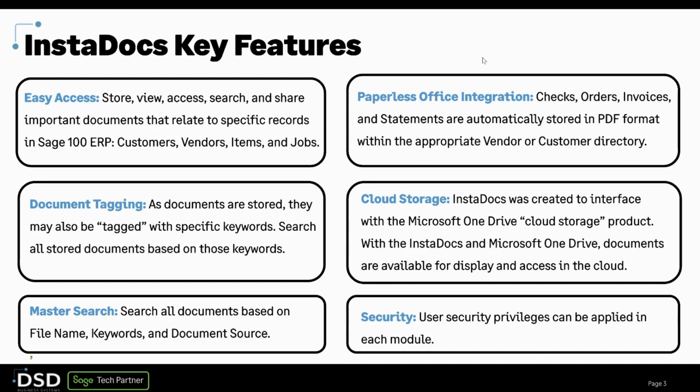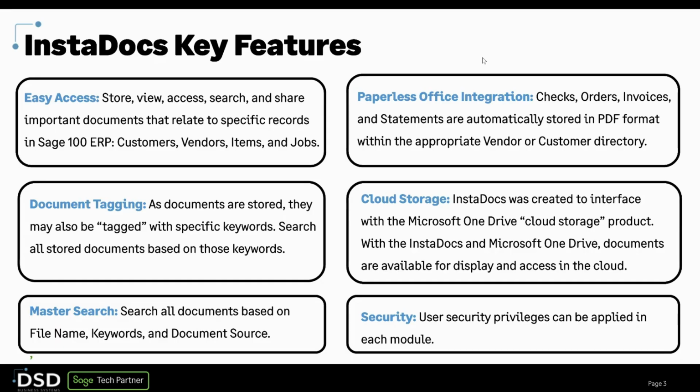The first one: when we designed this product, the most important feature we wanted was ease of access, so we added a new panel for various maintenance, data entry, and inquiry screens that display the documents for a given record, such as customers, vendors, and items. This new panel allows you to view, share, and even search for documents, which then led us to the second key feature, which is document tagging.